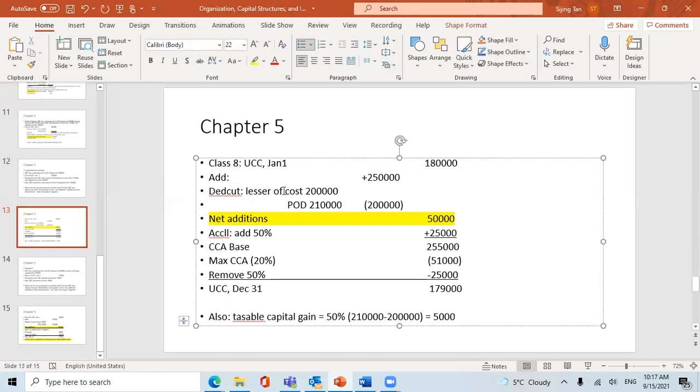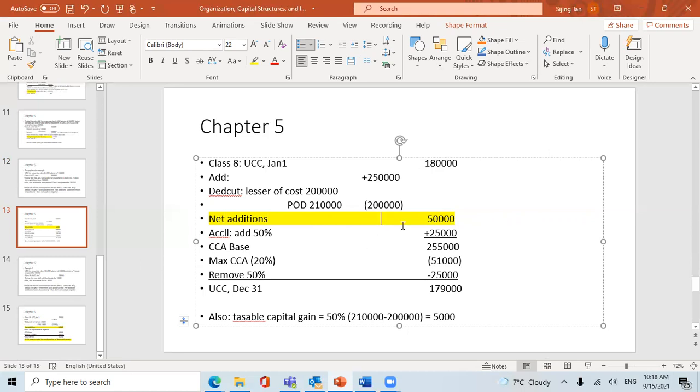And then we deduct the lesser cost of $200,000 or the POD, the proceeds of disposition, $210,000. So the original cost is less, so we put in there $200,000. Then we use 250, deduct 200. We have our net addition of $50,000. Always remember our net addition will be the addition deduct disposition, lesser of the cost or POD. So we have $50,000 of our net addition.